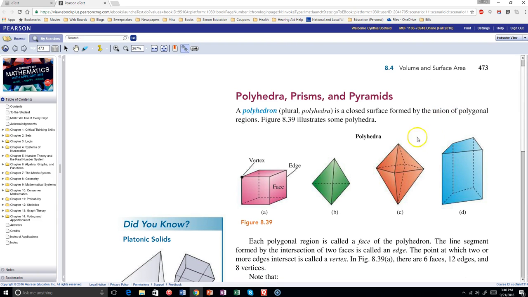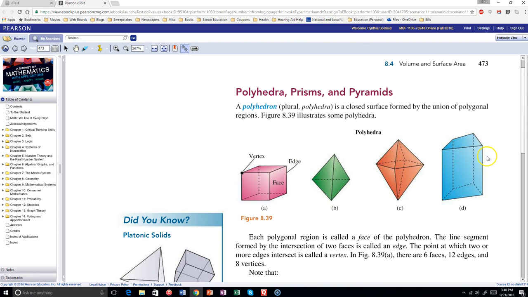It has some pictures of polyhedra here. Closed surface made by the union of polygonal regions. So here you've got polygons joined together, making a nice closed shape. The little corners are vertices. Each one is called a vertex. The little line segments are edges. And then the polygons themselves are faces. You can have pyramids, and you can have other kinds of shapes that are polyhedra too.